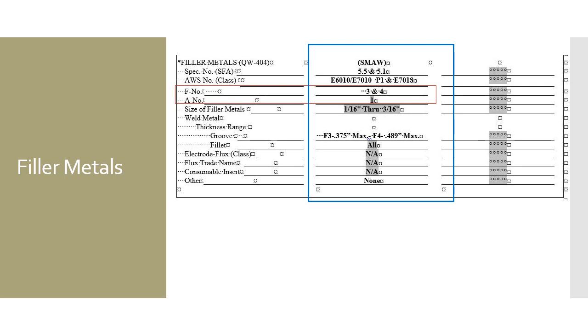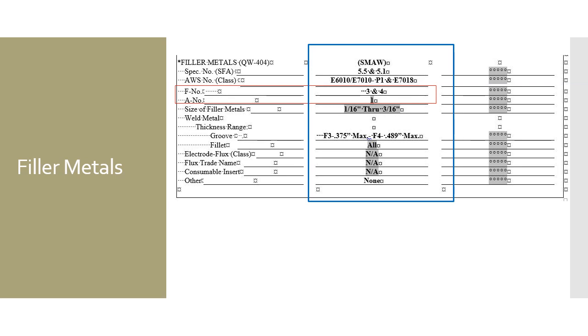So you list your weld materials, your specification number, the ASME, AWS, SFA number, 5.5 and 5.1. And then you list your AWS classification, what materials you want your welders to be using. And then your F numbers and A numbers. These are essential variables that you need to address. The A number is going to come off of what filler material you used.